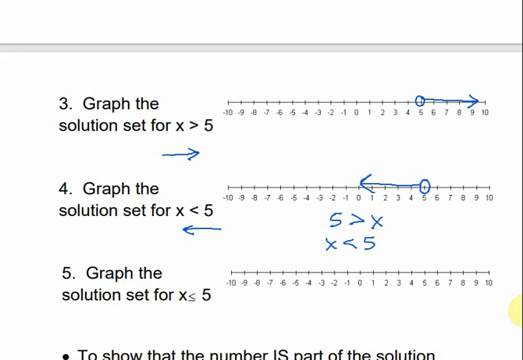To graph the solution set for x is less than or equal to 5, this has the equal to, the line underneath it, so that means that it could be equal to 5, so we put a closed circle on 5, and x is less than, so we go to the left.